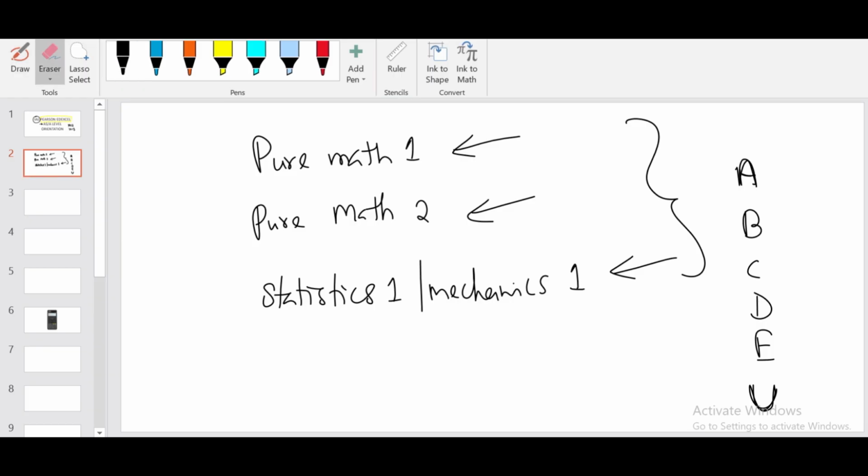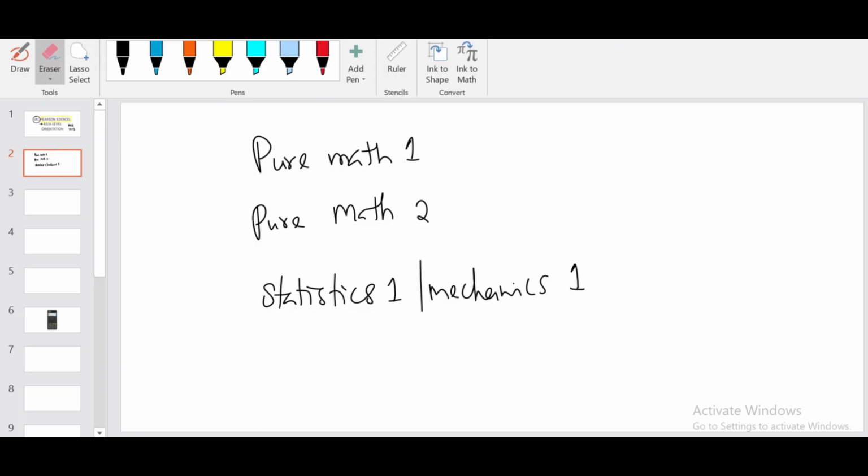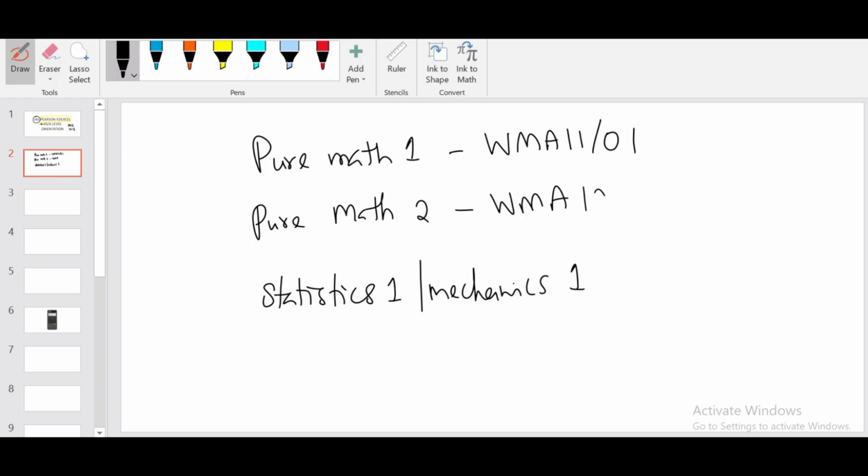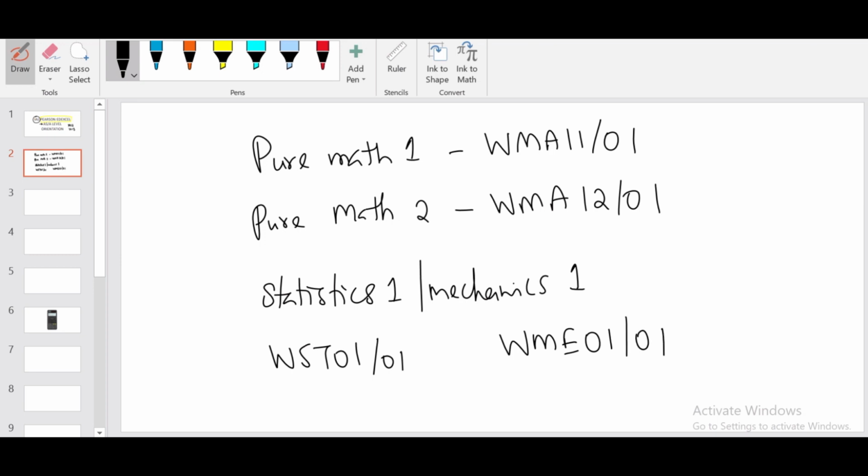Okay. Now, first you need to know the code actually. So for Pure Math 1, the paper code is WMA11/01. For Pure Math 2, it's WMA12/01. For Statistics, it's WST01. For Mechanics, WME01. These are all the paper codes. Why is it important? Because when you look for resources, you need to take the resources involving the particular paper code.